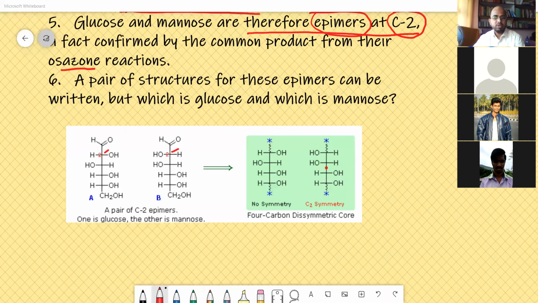That is the projection formula, means you can see this axis, or you can draw a line across this. Seen this way, you have two OH on the left and two OH on the right. So there is no symmetry here and there is C2 symmetry here. If you have C2 symmetry, then you can get a different isomer. So we are getting two isomers. Isomers or not, it can be like this. If isomers exist, it means C2 symmetry exists.